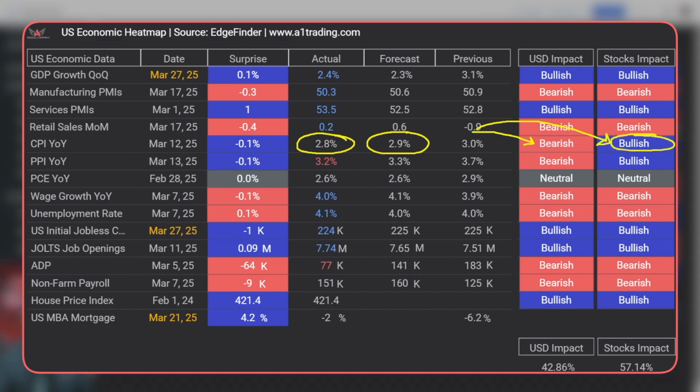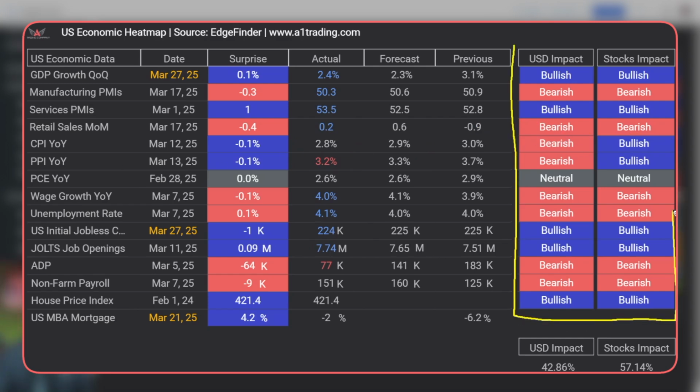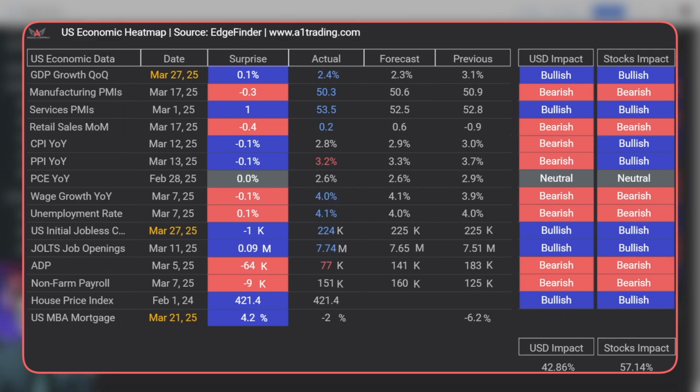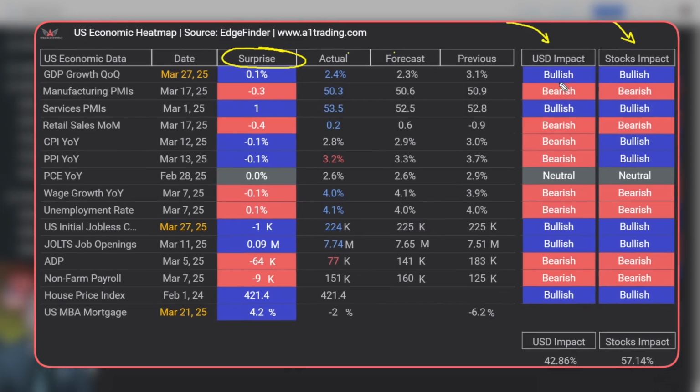But we want to make sure that our traders have all the right tools to see this data visualized, because again, you don't have time to go through every single one of these, write it down by hand, put it in a spreadsheet and do it all manual. Our tool pulls all the data in. It shows you the surprise from the forecasted value to the actual data, and then it shows you the impact for stocks or for the dollar.